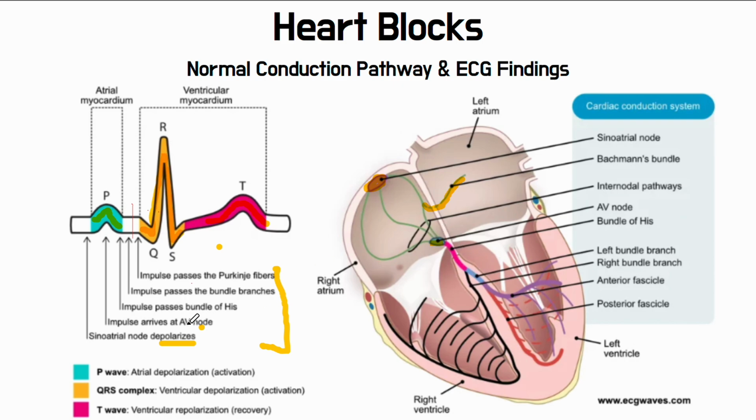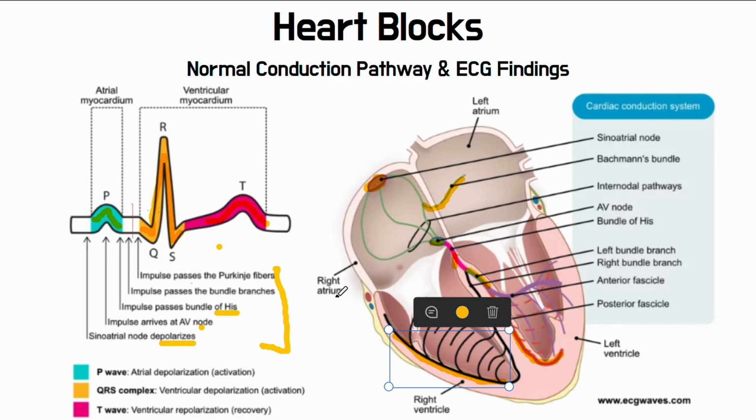So after coming to the AV node, the impulse travels to the bundle of His in the interventricular septum right here, and then it will immediately branch into two different things, that is the left bundle branch and the right bundle branch right here. Then the left bundle branch will again get divided into the posterior fascicle and the anterior fascicle, right? So that is how the conduction occurs in normal cases. And then these bundle branches will form Purkinje fibers over the ventricular walls, right? So that is how the normal conduction pathway happens.